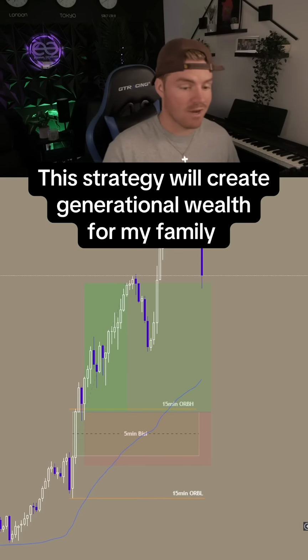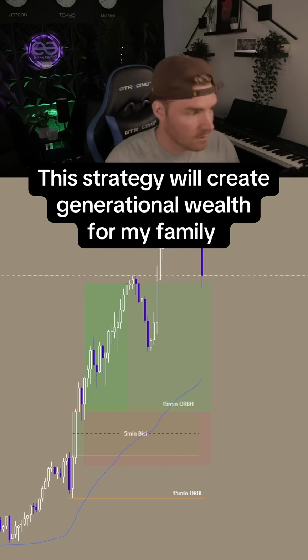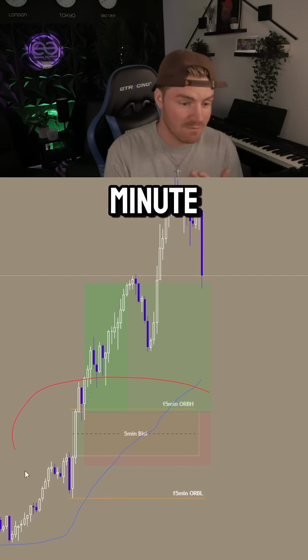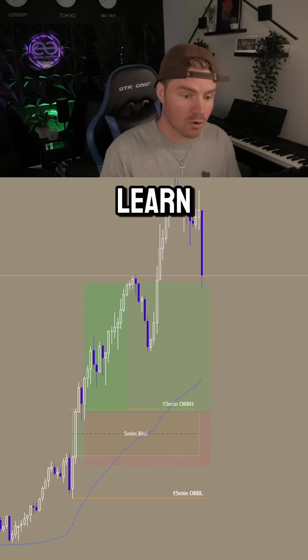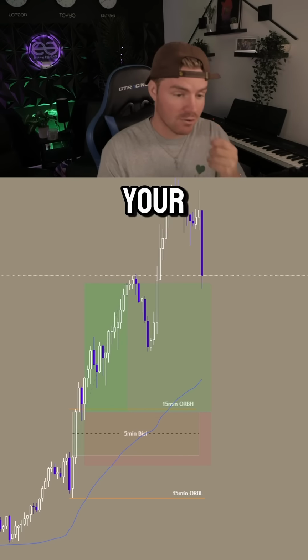This strategy will create generational wealth for my family. And the strategy I'm referring to is the 15-minute opening range breakout. And right now, let me just show you how simple it is to learn this strategy so you can start implementing it into your trading today.